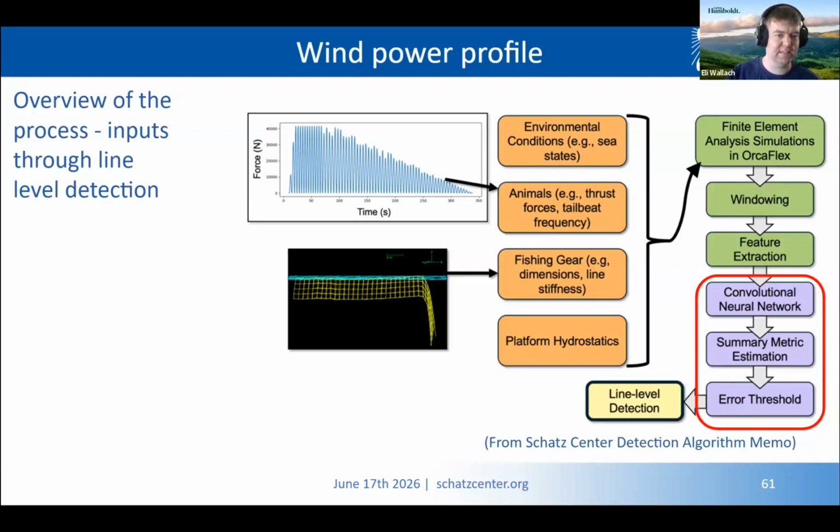So Maysam presented some of the simulation work that led up to this stage, and this includes the environmental conditions, the animal and gear modeling, the platform behavior, including dynamics and hydrostatics, and this all leads to the finite element analysis in OrcaFlex, or the simulations. Then we have data windowing and feature extraction. The steps that I will be presenting here are shown in the purple boxes and include training a neural network to estimate summary metrics, establishing an error threshold for detection, which leads to the final goal of the project, which is line level detection.